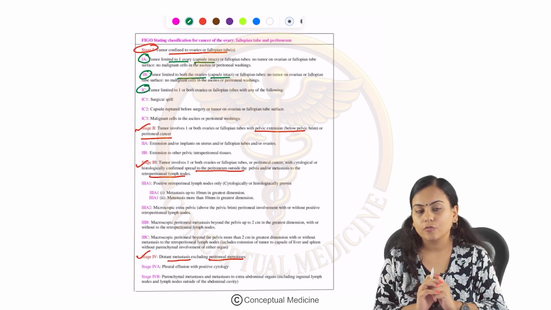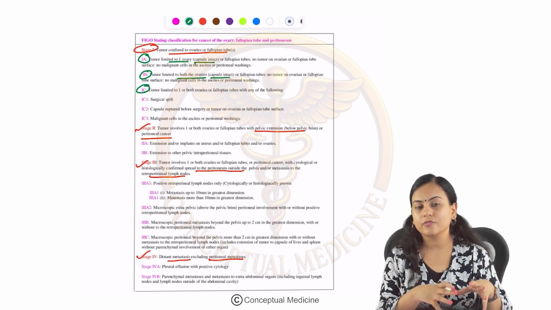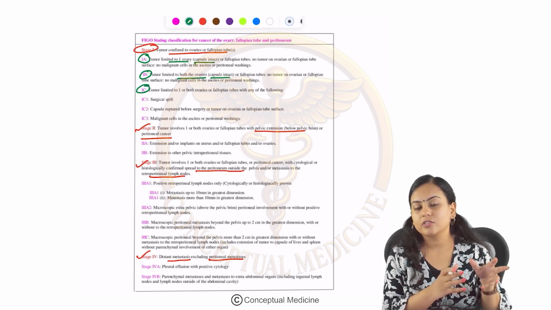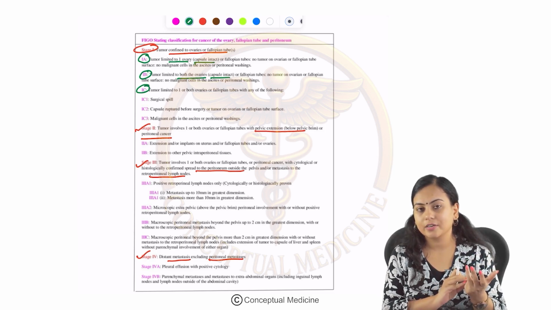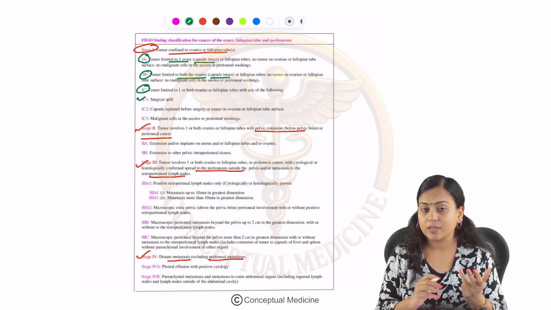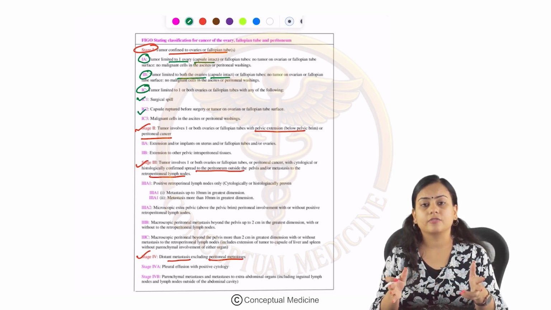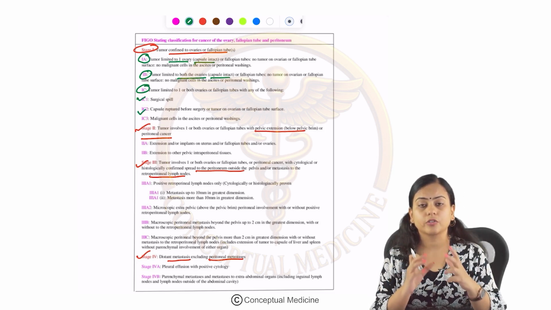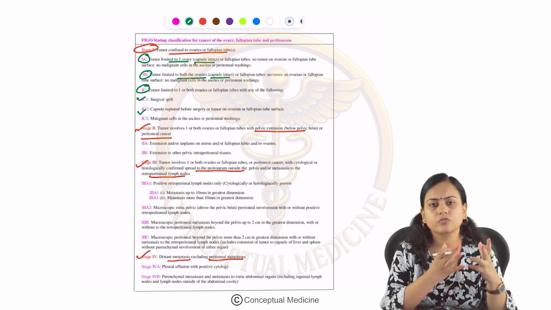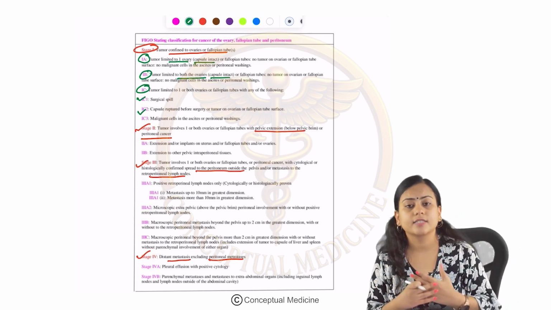How can a capsule go for a spill? You are doing a surgery for the patient and at the time of surgery there can be a spill. You only initiated it, so it will be 1C1. And 1C2 is something before surgery itself. You see the capsule would have ruptured. You didn't do anything, but there was a rupture. So you upgrade the stage and give it as 1C2.